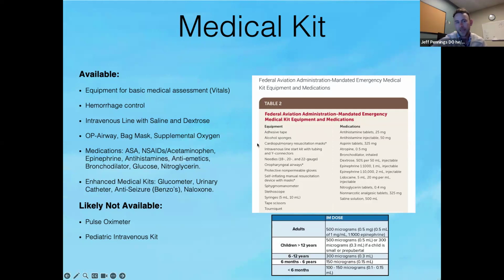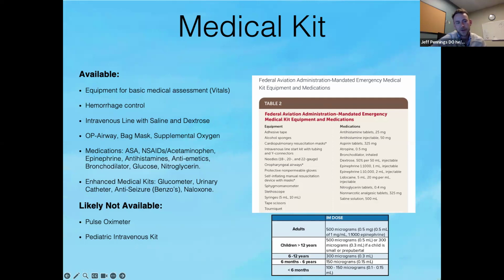And then in terms of medications: antihistamines, aspirin, atropine, bronchodilators, epinephrine for anaphylaxis, dextrose, lidocaine, nitroglycerin. So not a super broad medication list, but enough to handle most medical emergencies, especially the ones that we're most commonly seeing. I did, for completeness' sake, include the dosing for anaphylaxis for adults and children.